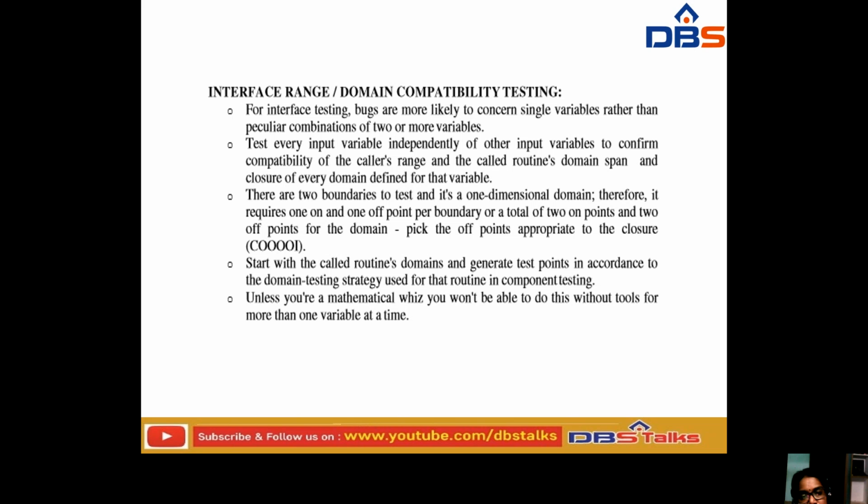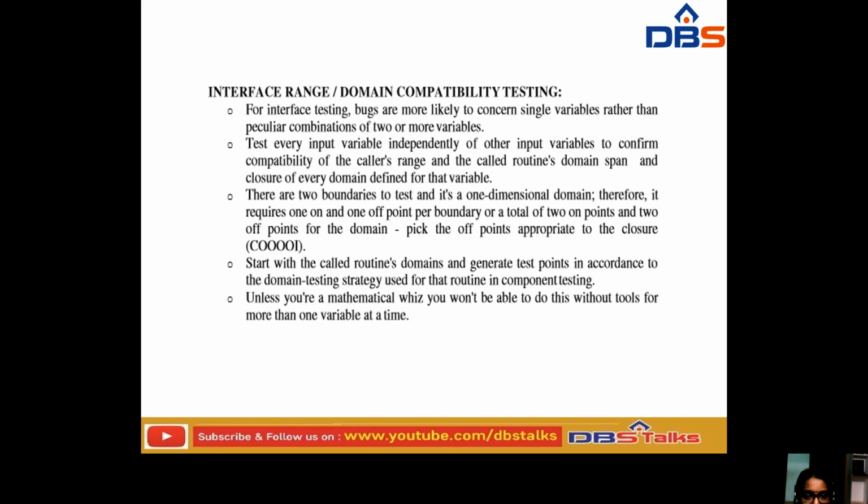So if you observe this interface range and domain compatibility testing, for interface testing, the bugs are more likely to concern single variables rather than peculiar combinations of two or more variables. So we have to test every input variable independently of other input variables to confirm the compatibility of the caller's range and the called routine's domain span and the closure of every domain defined for that variable. There are two boundaries to test in a one-dimensional domain, so it requires one off point for each boundary, a total of two on points and two off points for the domain.